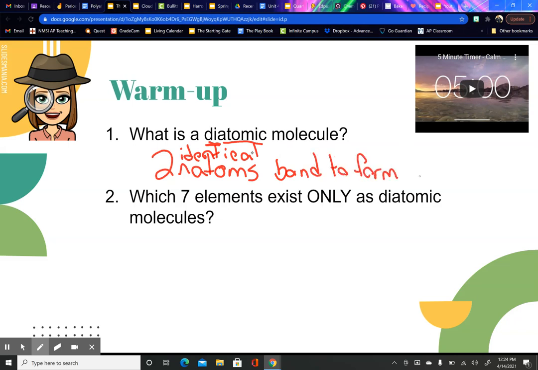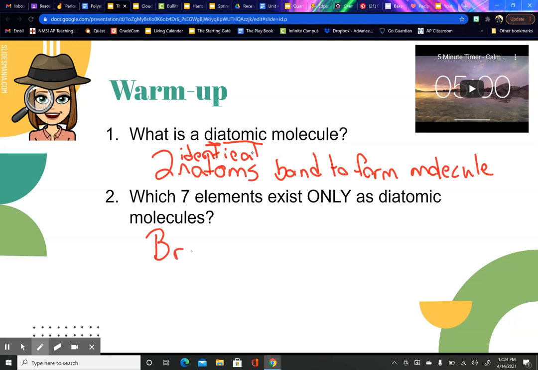So you probably have something similar to that you found when you did your Google search. It probably won't be those exact words because honestly, I just said those off the top of my head. I just broke down the word itself. But you should have something pretty similar. So the second part, though, you should have looked for 7 elements that exist only as diatomic molecules. And I'm going to write these down in the order that I remember them, and I'll explain to you in just a second how I remember them in that order.